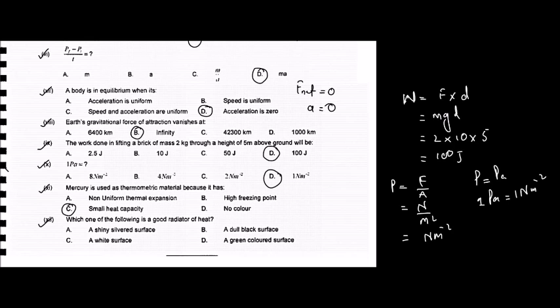Number 12. Which one of the following is a good radiator of heat? And we have 4 options. A, a shiny silver surface, B, a dull black surface, C, a white surface, D, a green colored surface. Remember one thing, dull black surfaces are good absorbers and good radiators of heat. That's why option B is the correct answer.